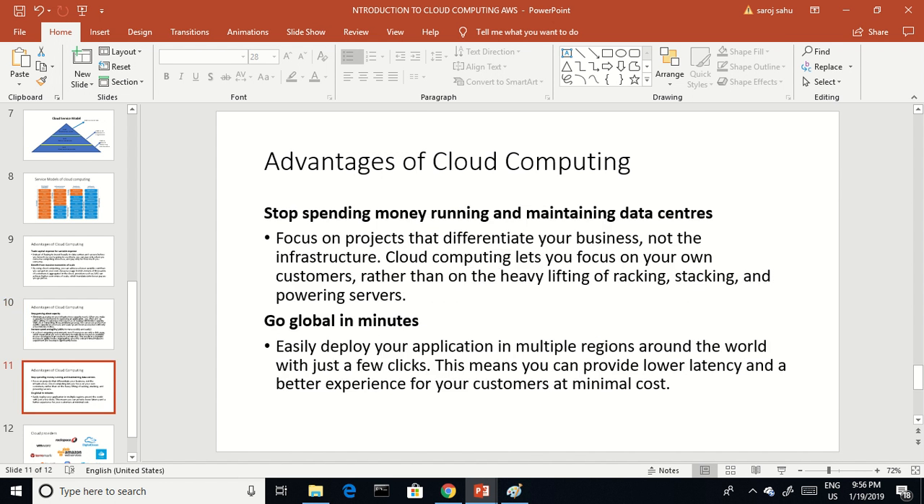By that way, we can increase our speed and agility of the services if you go for the cloud. Stop spending money running and maintaining the data centers. If you have your own data center, you have to manage end to end. Like power should be there 24 by 7, cooling should be there 24 by 7. You have to maintain a lot of facilities, like fire protection facilities. For cleaning up and managing the data center, a lot of engineers are required. So AMC, annual maintenance cost, would be very very high if you go for your own data center.